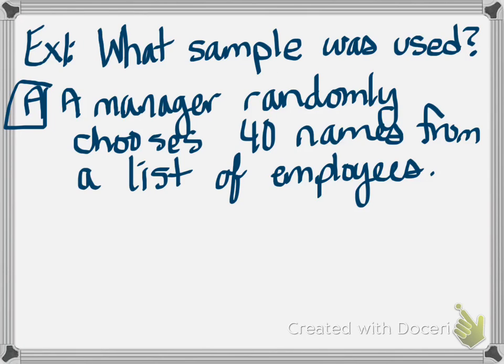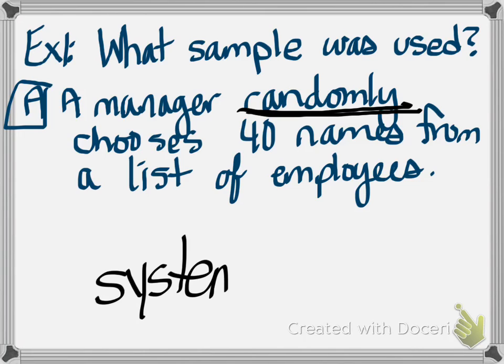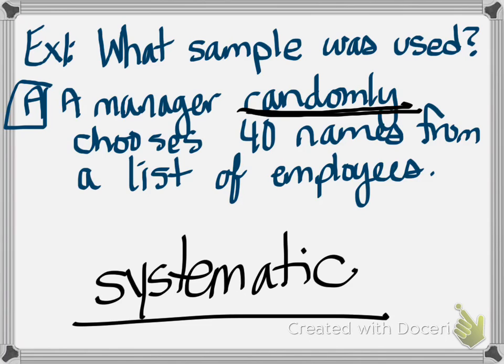Let's practice identifying what kind of sample is used. So example 1, A: A manager randomly chooses 40 names from a list of employees. This word randomly means it's a systematic sample. Okay, from a list, a manager randomly chose. That means it's a systematic sample.